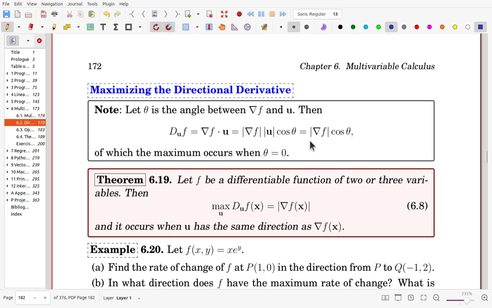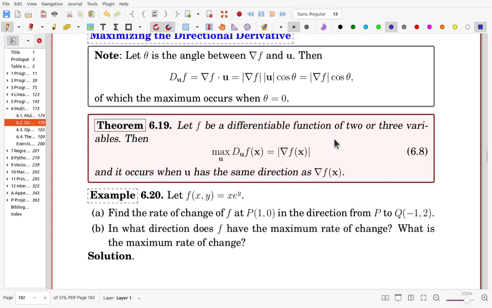Now this value is maximum when cosine theta is 1, which means theta is 0, so the maximum occurs when theta is 0. Quite easy, the result. So the angle between u and the gradient is 0, meaning the same direction, and then the directional derivative will be maximum.